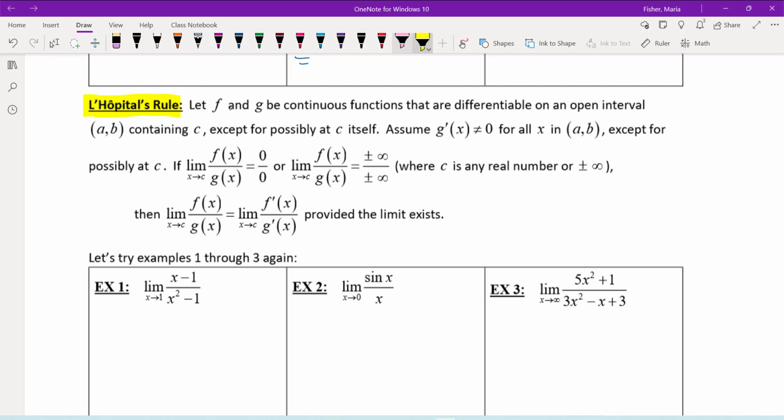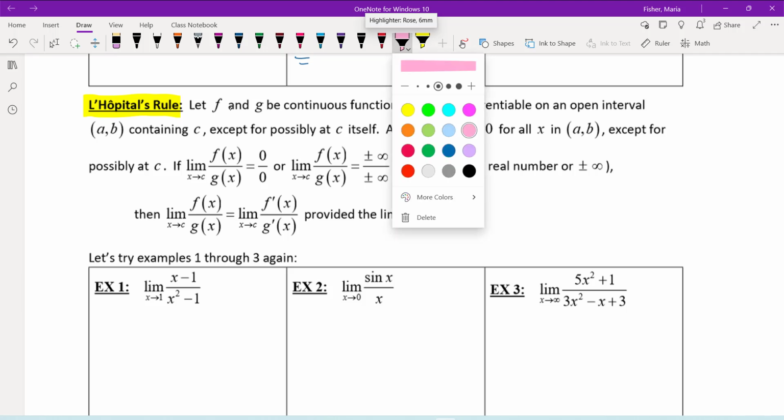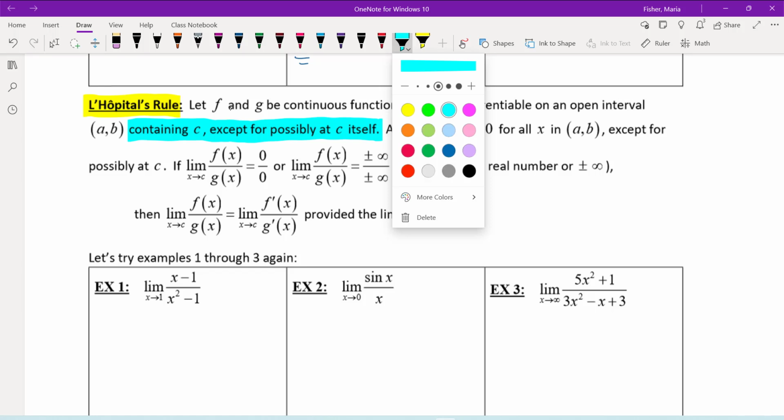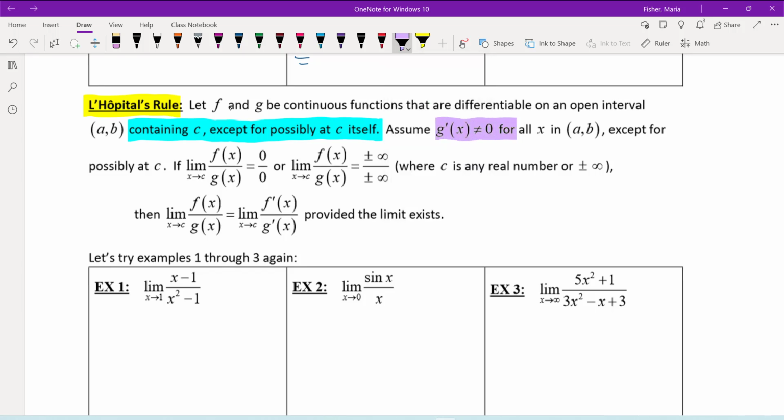says let f and g be continuous functions that are differentiable on an open interval (a, b) containing c except at possibly c itself. Remember, all that meant was that you didn't need to be defined at c for your limit to exist. Limits don't depend on the function value. Remember, they tell you what happens close to that value. So f and g are both differentiable on that open interval containing c except at possibly c itself. Then we're going to assume that g prime of x doesn't equal 0 for all the x's in that interval except for possibly at c itself.